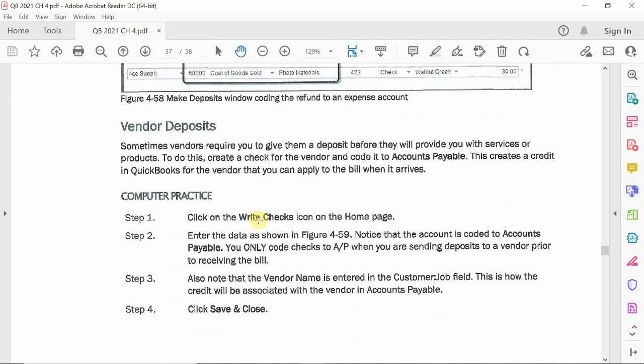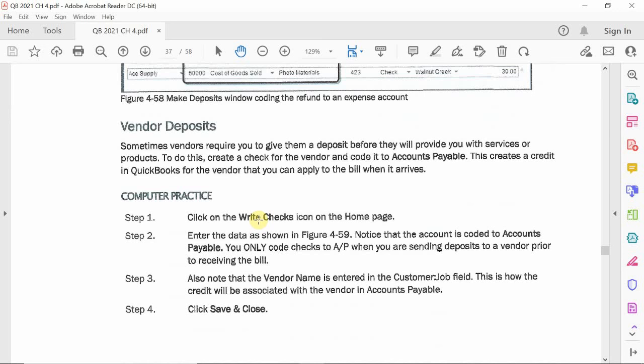Or for example, especially for rental equipment operations, maybe that deposit is to reserve those equipments for you to have that day. So that's exactly what we're going to do this time. But when we're going to be creating this, we're going to be writing a check. And when we write this check, we are going to make it to accounts payable. Okay, so let's take a look here.